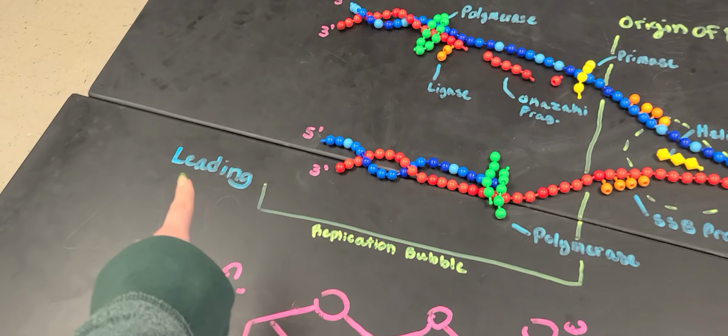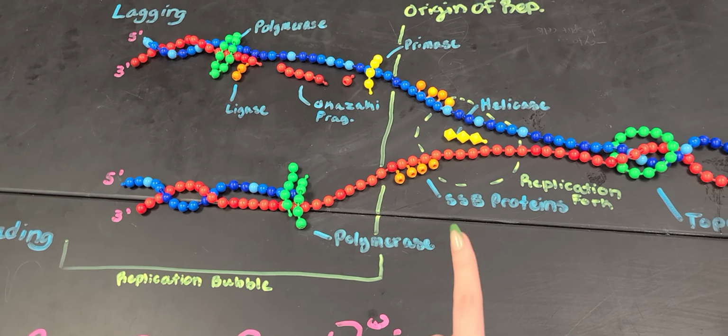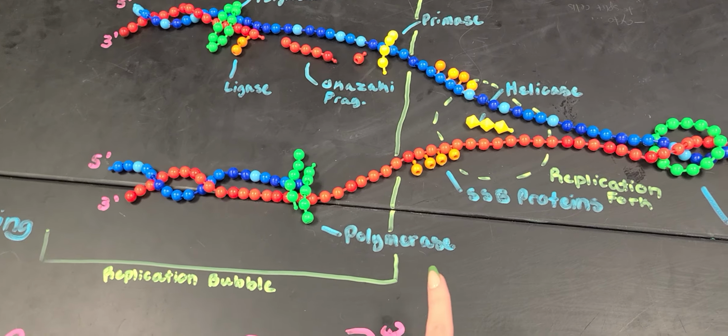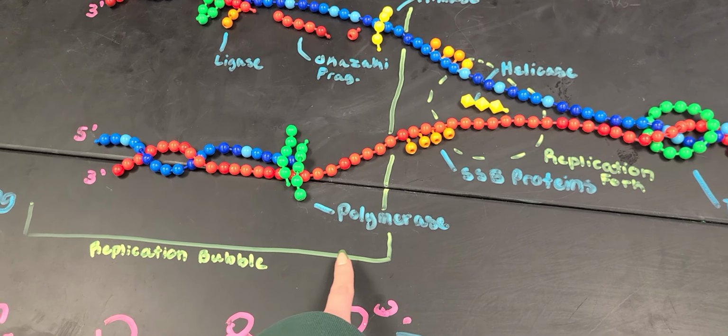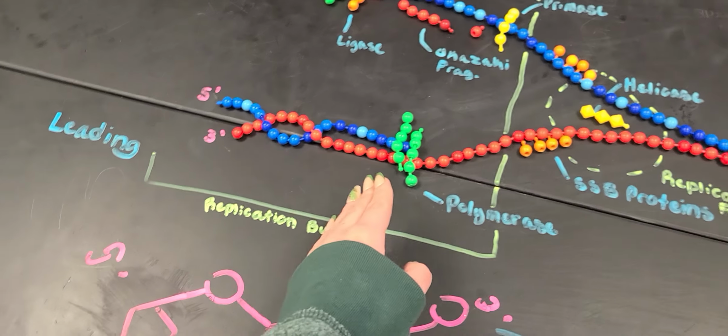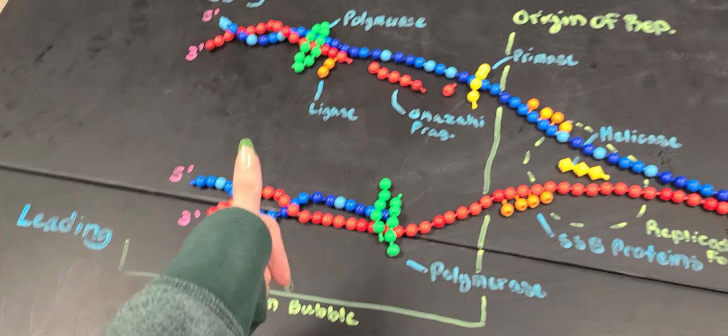Yeah, and so this one is the leading strand, which is the easier one to understand, so I'll start by explaining that. The polymerase replicates that. And then on this one, that's the lagging strand.